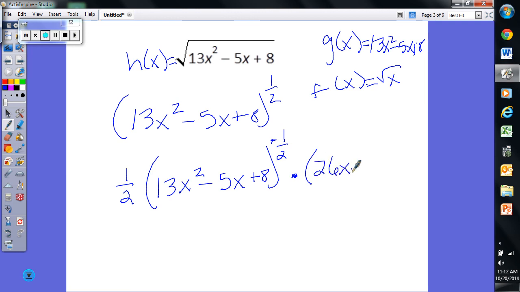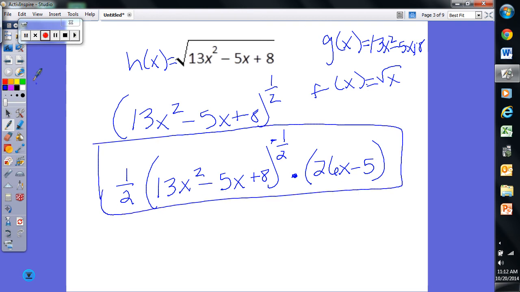So again, the derivative of the outside, leave the inside alone, times derivative of the inside. And you can distribute all that and do all that messiness, but this is the bottom line. This is what you have to do for the chain rule.